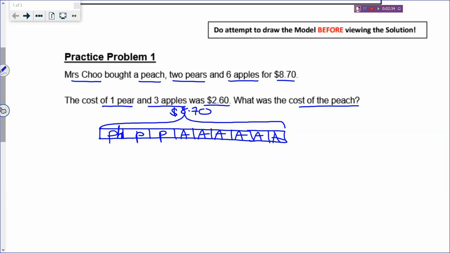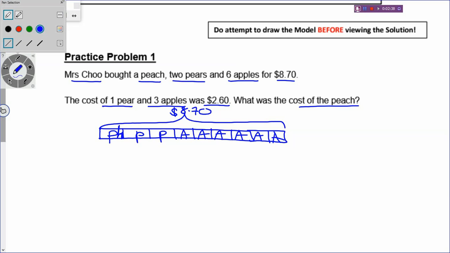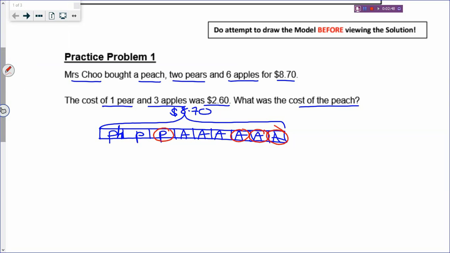Now, 1 pear and 3 apples was $2.60. So can you find the cost of 1 peach? Why do I want to put the letters in the boxes? So that I can circle the letters. So you circle 1 peach and 3 pears. How much would that be? That will be $8.70, right, for this 1 peach and 3 apples.